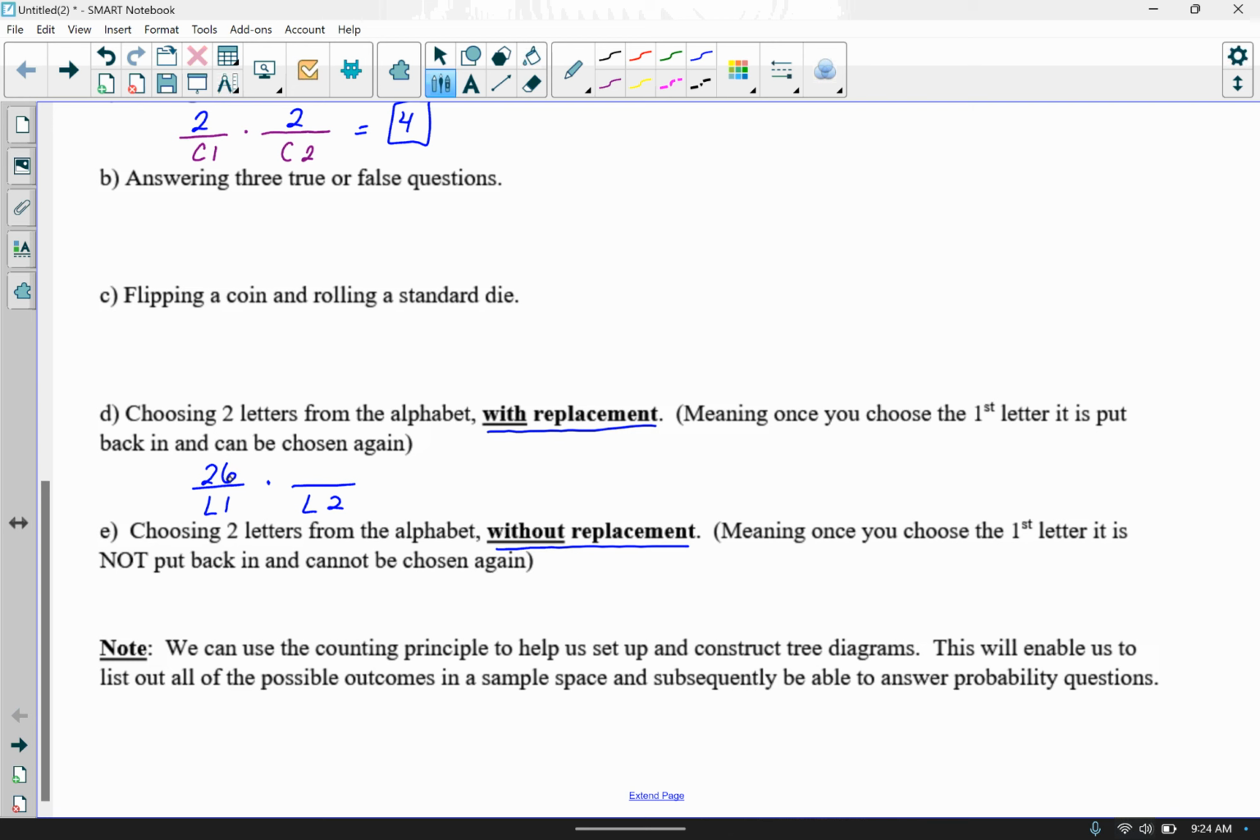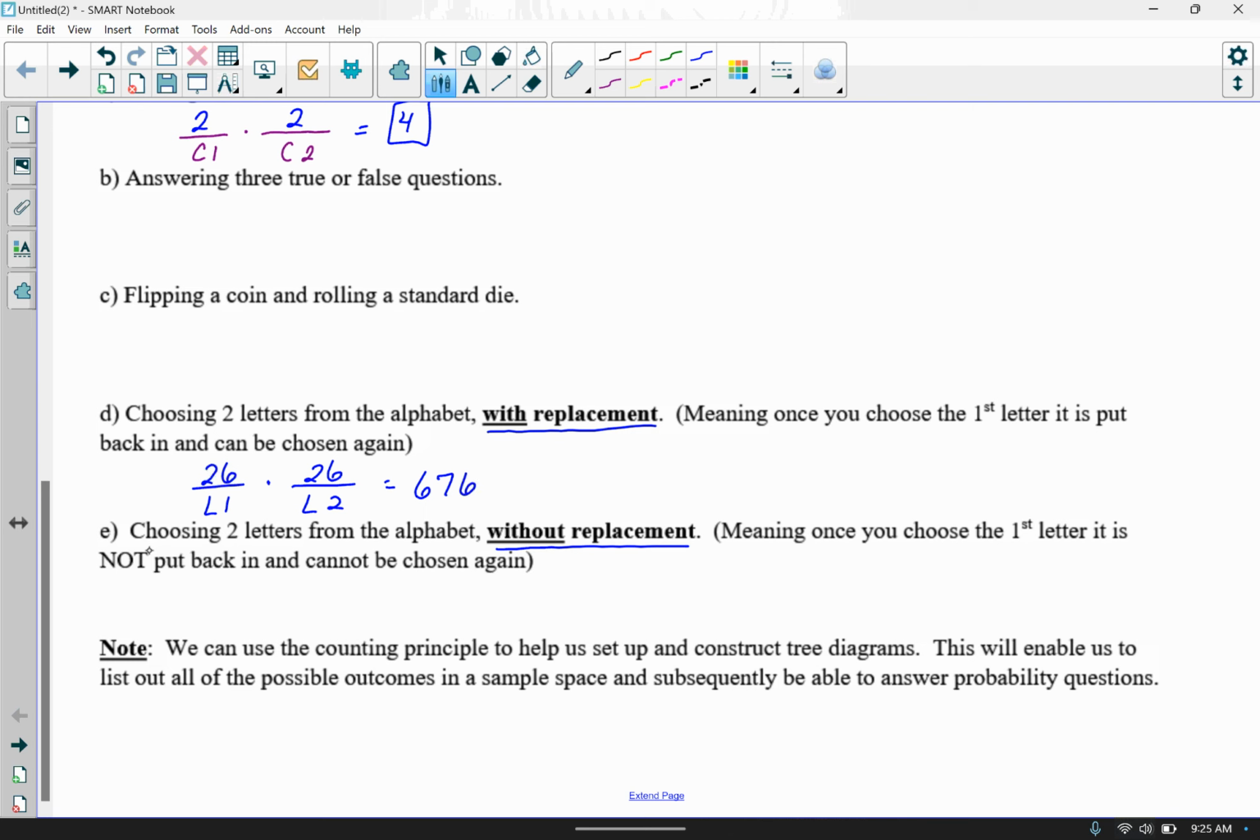With replacement then means that once I choose that letter, I'm going to look at it, note what it is, and then put it back so that when I go to choose again, that letter is still in play. So when I go to choose letter 2, I still have 26 letters to choose from. And so then we would use 26 times 26, and that would get you 676 different possibilities.